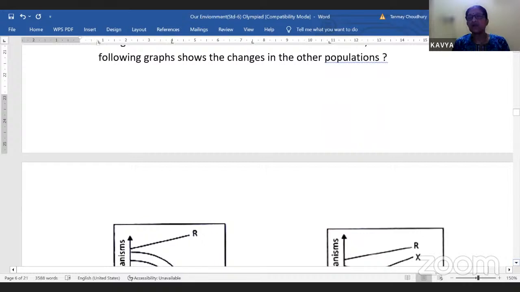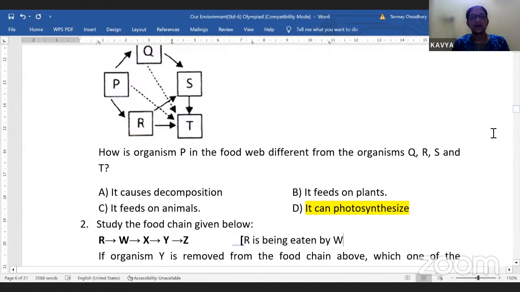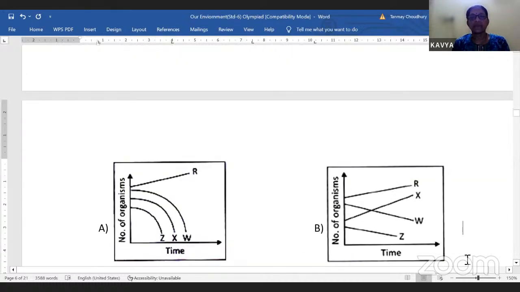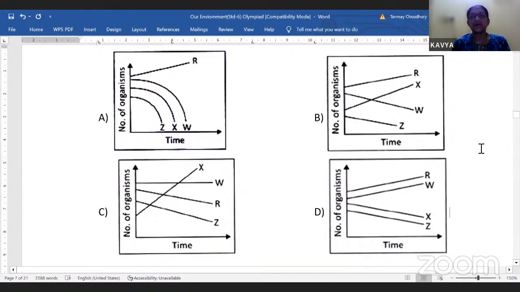Now, first let us see what happens if Y is removed. Y is being eaten by Z. If Y is removed, then Z will not get any food to eat. So what will happen to the population of Z? The Z population will decrease. Let us see if it is reflecting in the graph. In which graph is the Z population decreasing? Here. This one. This is the answer. B.